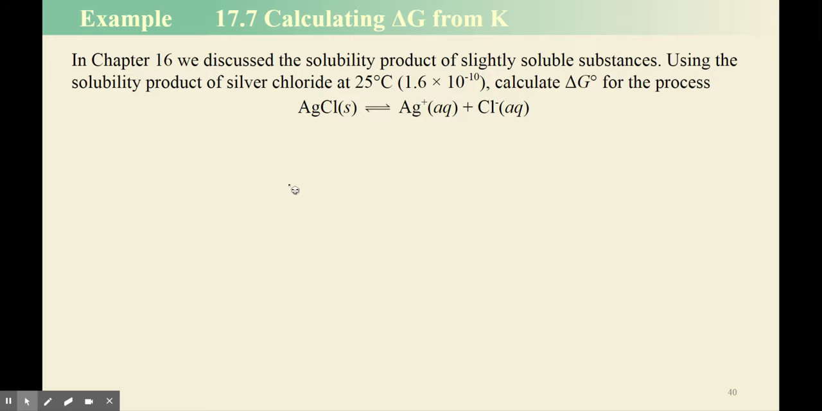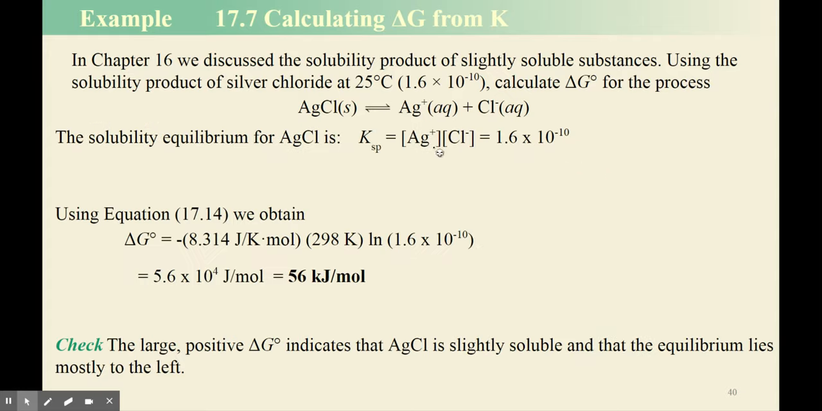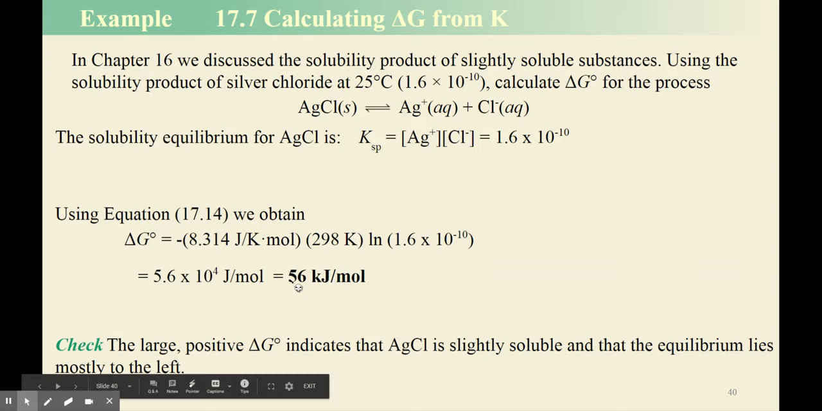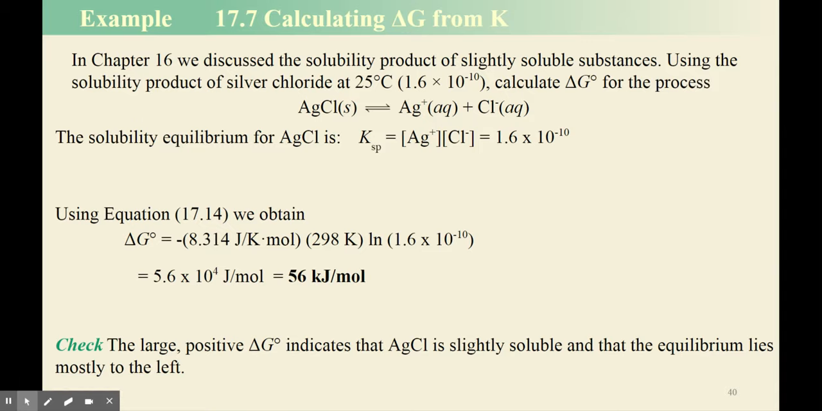Writing the equilibrium expression, we have silver chloride, with silver ion times chloride ion giving us this value. So that's really the only part we need here. And so our delta G, again, at equilibrium, we have that equation. Delta G is equal to negative RT natural log of the constant. We have our gas constant times our temperature times the natural log of the equilibrium constant to give us 56 kilojoules. And again, the fact that it's positive tells us that it's only slightly soluble, because a positive value favors the left. So we'd say, oh, that's non-spontaneous.